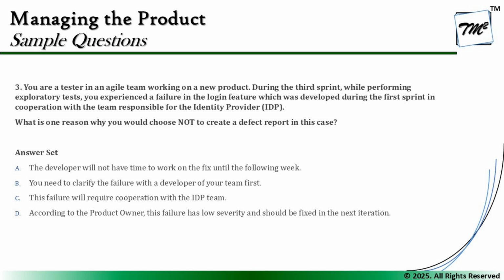C says this failure will require cooperation with the IDP team. Of course, if it requires cooperation and you have the option, you would fix it, right? So you will need documentation for that, because the IDP team is an independent team, and an independent team needs to know all the information.